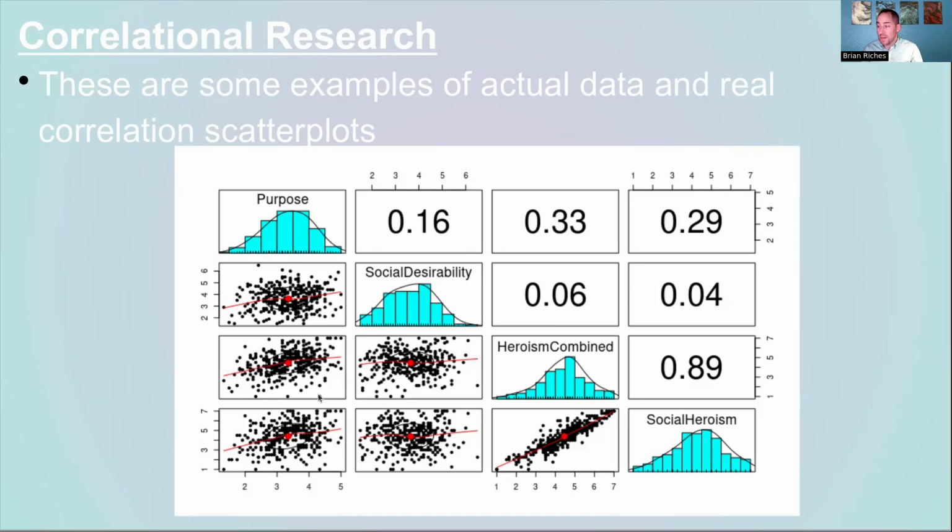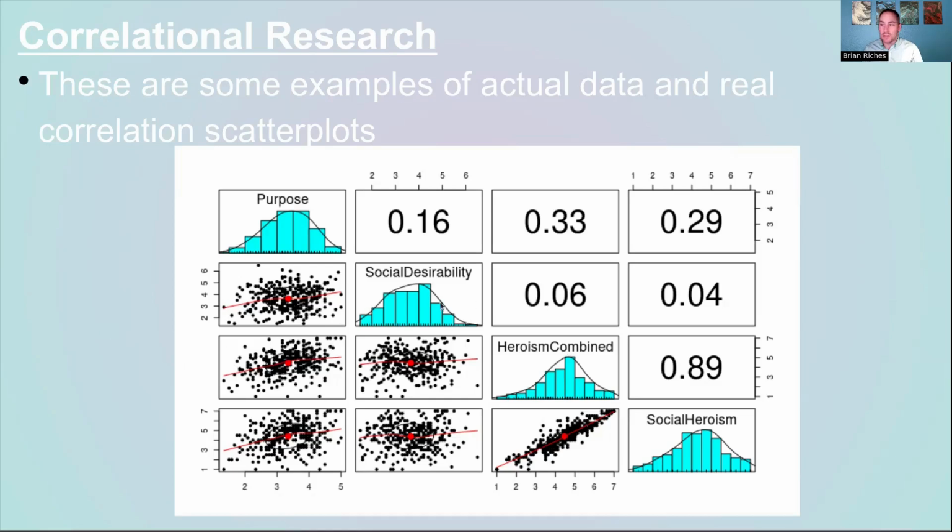This person's pretty high in purpose, pretty low in heroism. So heroism scores are going to be the up-down ones. Purpose scores are going to be the left-right ones here. So there is a relationship though, and the calculator can find that. So there are some examples of actual real correlations.